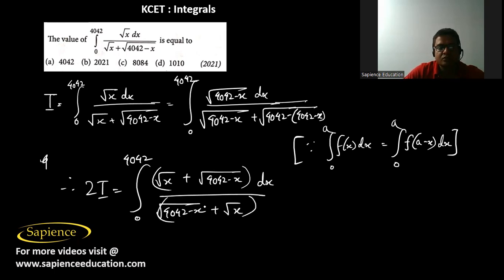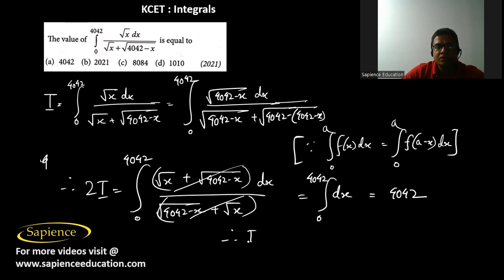So the numerator and the denominator are the same, so they will cancel out. So that is simply the integral from 0 to 4042 of dx. So this is 4042. Therefore the integral is 4042 divided by 2, which is 2021. So option B is the correct answer.